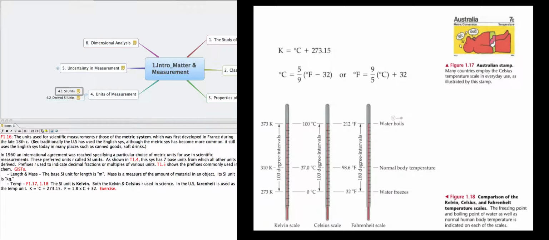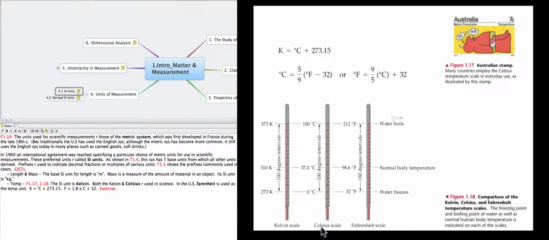Now for length, the basic SI unit is meter. A mass is a measure of the amount of material in an object. Its SI unit is kilogram. The SI unit for temperature is Kelvin.